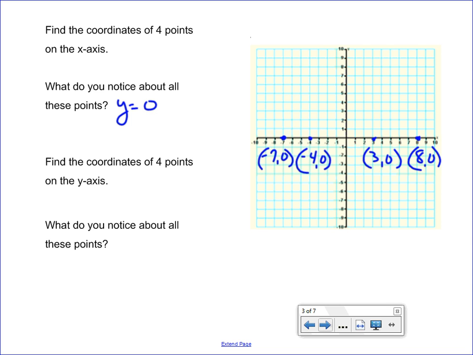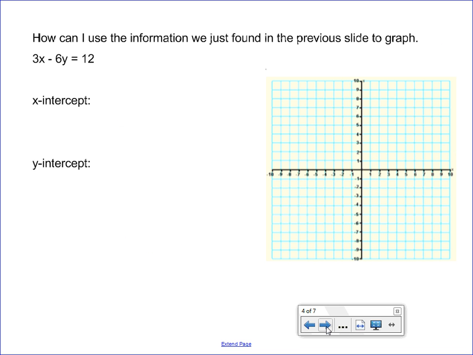Now if I look along the y-axis, I could maybe pick this point here, which would be 0, 6. This point here would be 0, 3. This point here would be 0, negative 5. And maybe this one 0, negative 9. We could see that for all the points there, the x value is 0. So the question becomes, how can I use that information to graph?